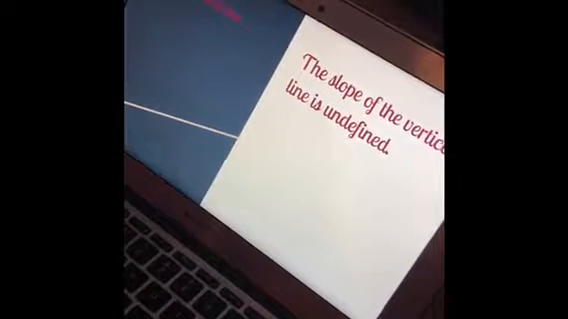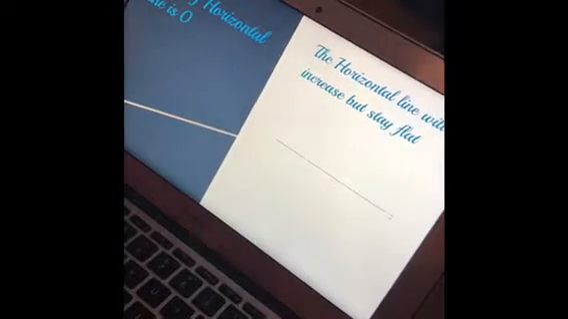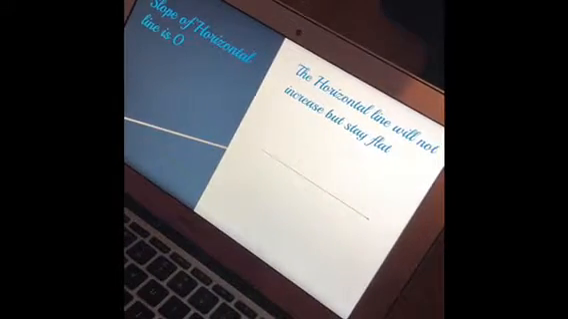Slope of vertical line. The slope of the vertical line is undefined. Slope of horizontal line is 0. The horizontal line will not increase but stay flat.